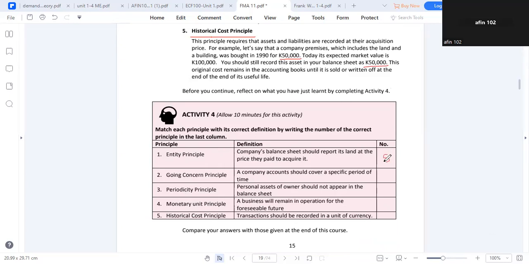5, which is historical cost. Then a company account should cover a specific period of time. What principle is it? 3. Correct. Periodic. Personal assets of the owner should not appear in the balance sheet, but principal.